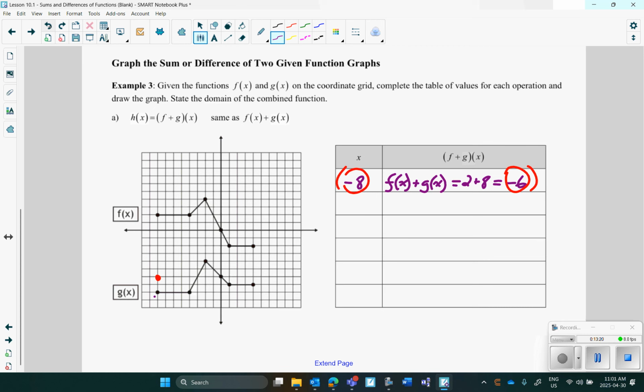Okay, next. What's the next x coordinate I have given? -4. So again, just do f of x plus g of x. So in f of x, what's the y value? 2 plus -8 again equals -6. So that's the coordinate, -4, -6. And those are obviously going to be connected. I just keep connecting as I go.